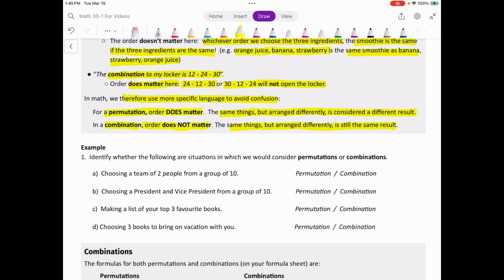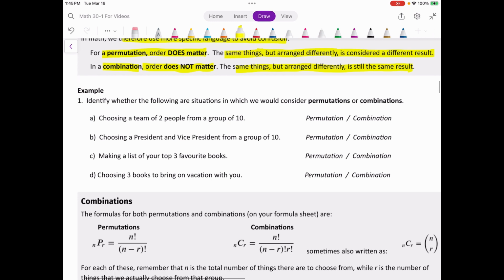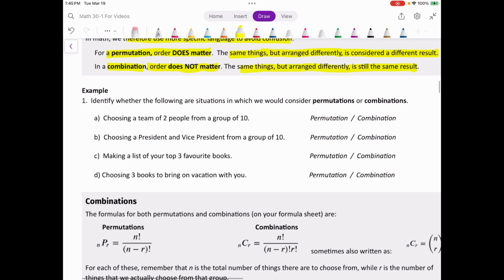So let's try some examples here, thinking about, is this a permutation or is it a combination? Because that's always going to be one of the very first things we need to think about with these: does order matter or not? It wants us to state whether each situation would be one where we would need to think about perms or coms, okay? So, choosing a team of 2 people from a group of 10. So, choosing a team of 2 people.